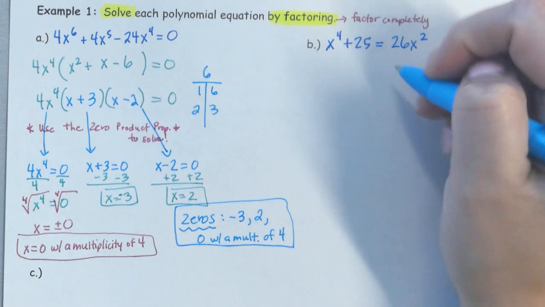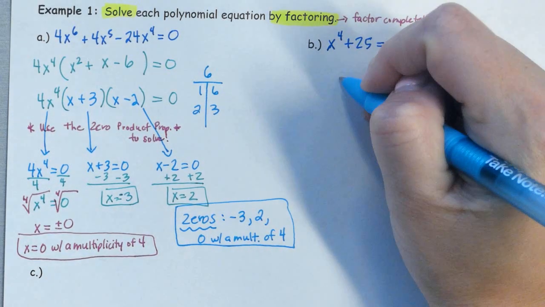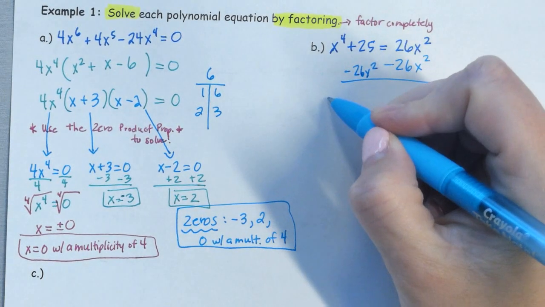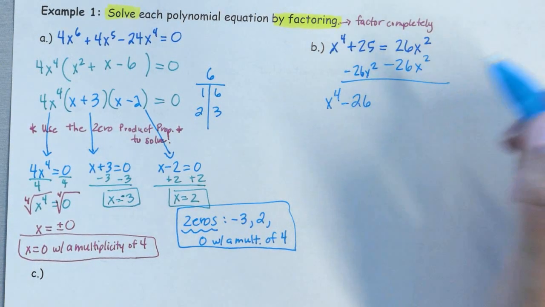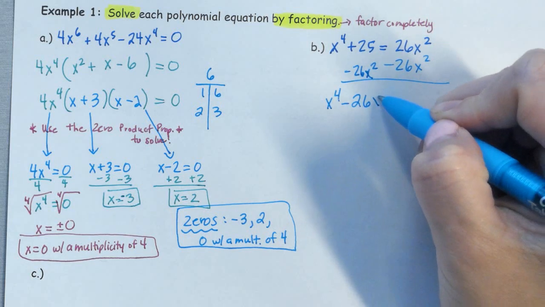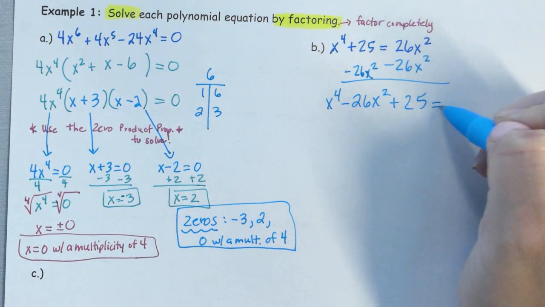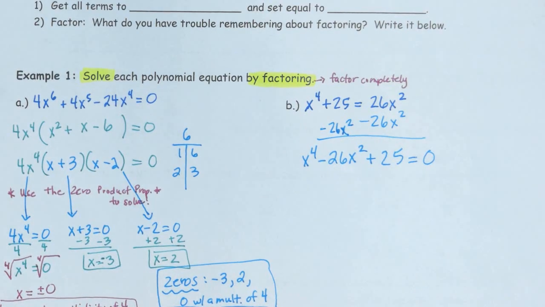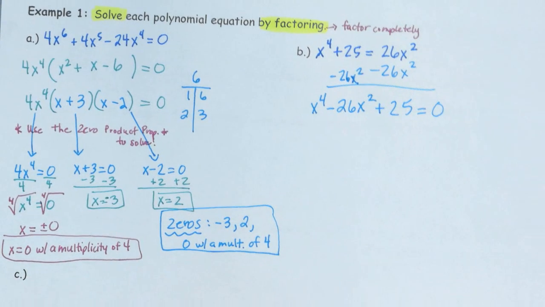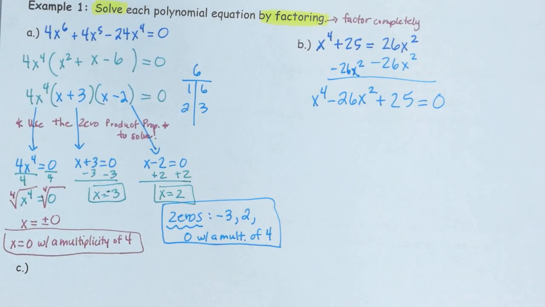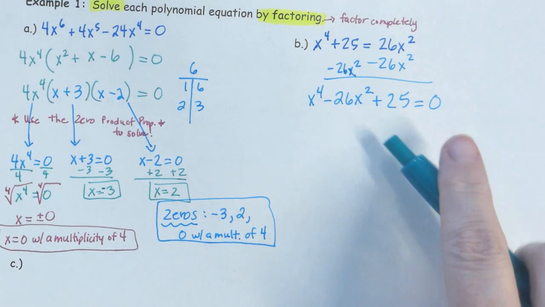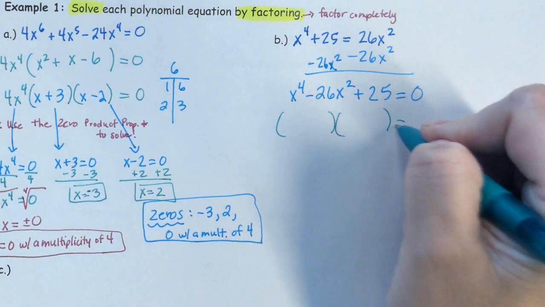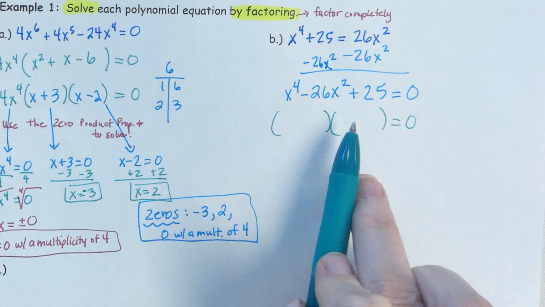So first things first, we move this over. When you guys move this over, did you write it in standard form? Okay, good. So x to the 4th minus 26x squared plus 25 equals 0. Okay, so there's no GCF. There's nothing I can take out of all of them. There's no special pattern, but I do recognize I have a perfect square here. So I'm going to try to factor. All right, well, if it's x to the 4th, what can I split that up into?